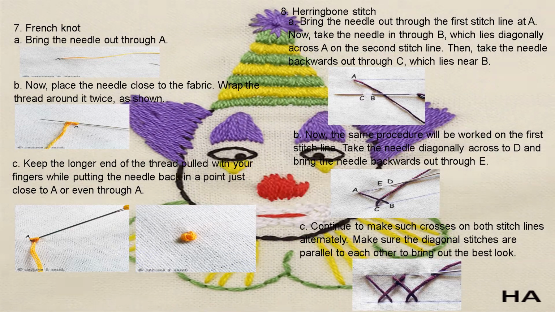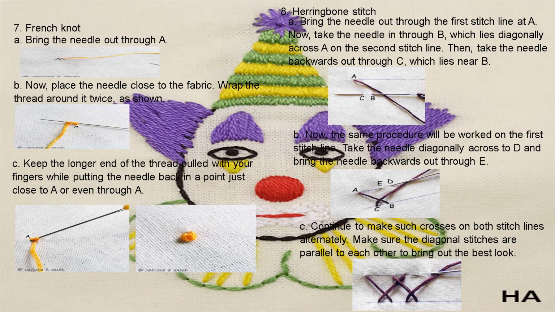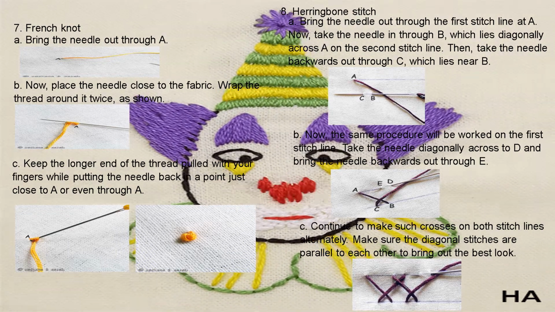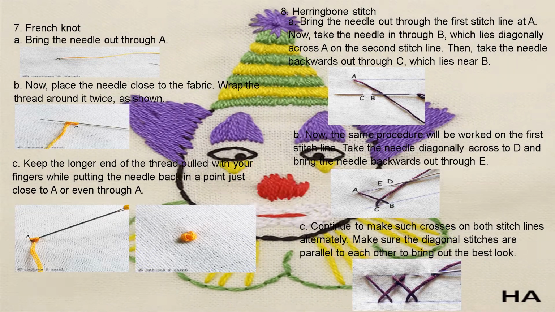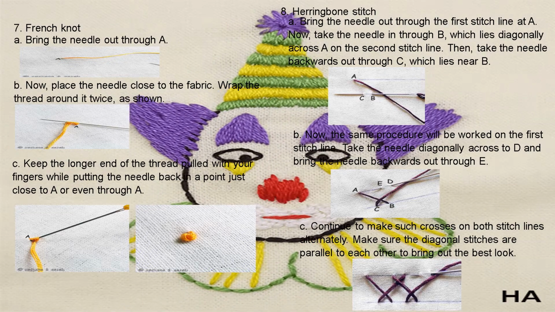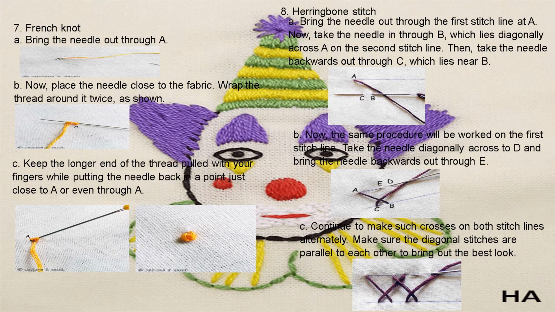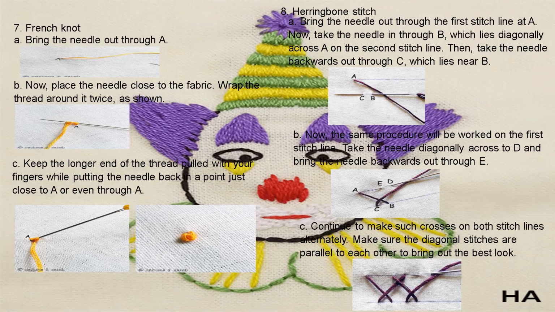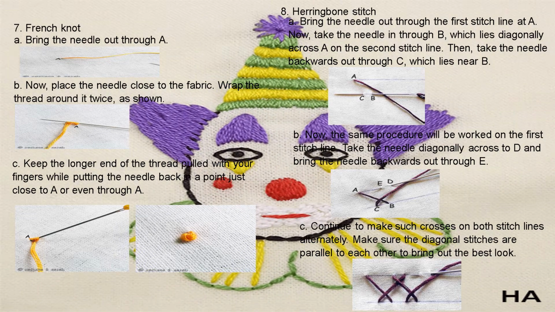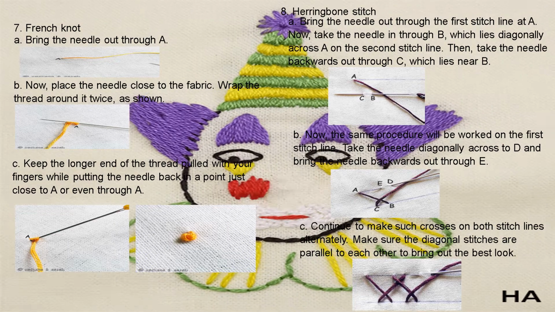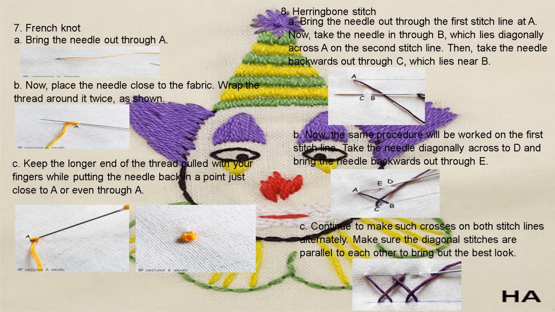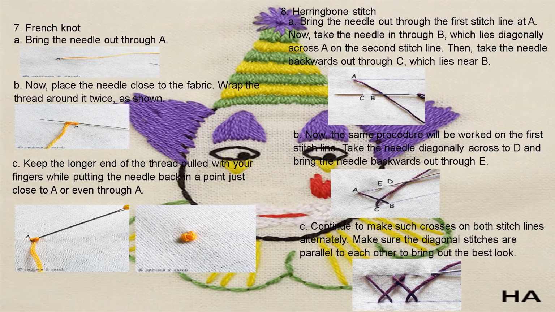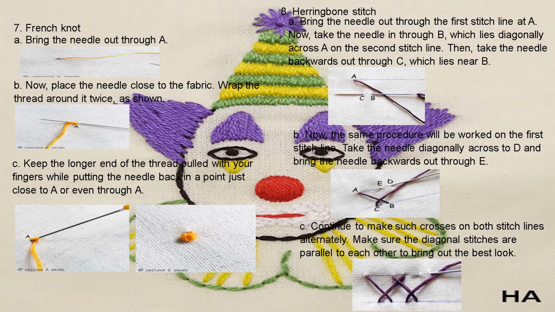Letter B. Now the same procedure will be worked on the first stitch line. Take the needle diagonally across to D and bring the needle backwards out through A, as you can see in the picture below in letter B. Continue to make such crosses on both stitch lines alternately. Make sure the diagonal stitches are parallel to each other to bring out the best look. As you can see in the pictures below in letter C.